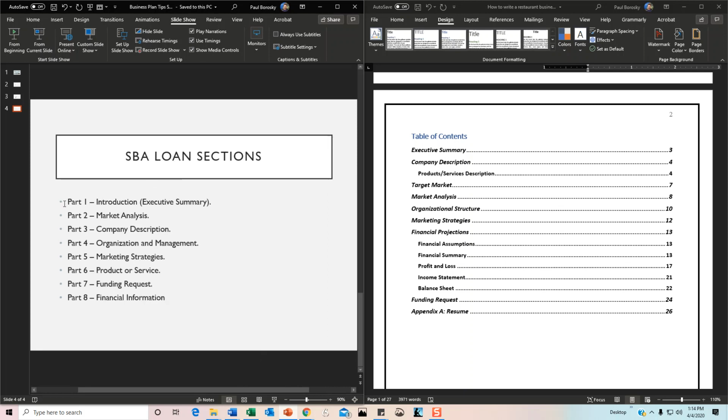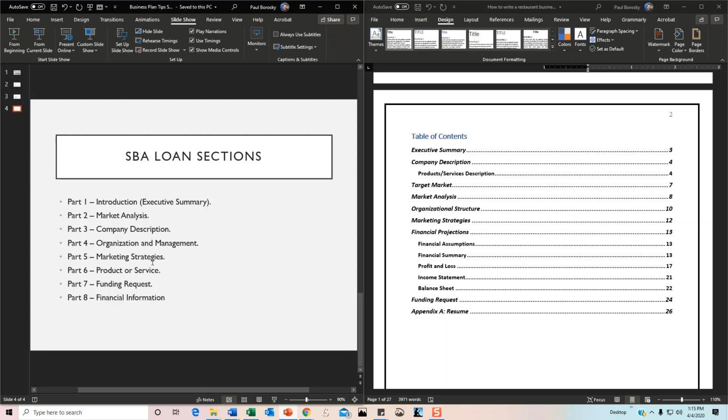So here, they've got part one is introduction, executive summary. I've got it right here. Market analysis: I don't put my market analysis at part two. I put it down here under my target market. Company description, I put that first, right underneath the executive summary. And then you're going to have your organization and management, part 4. I put that right here under market analysis.